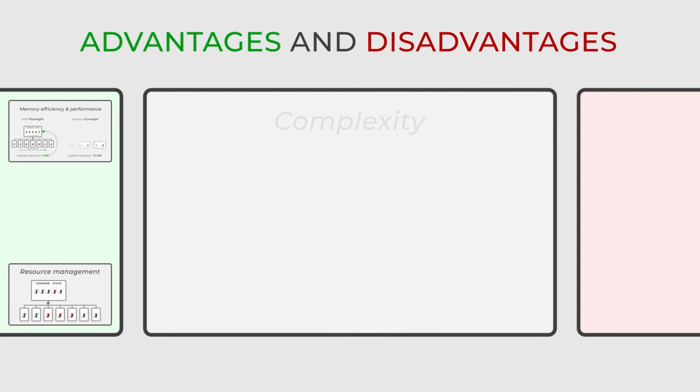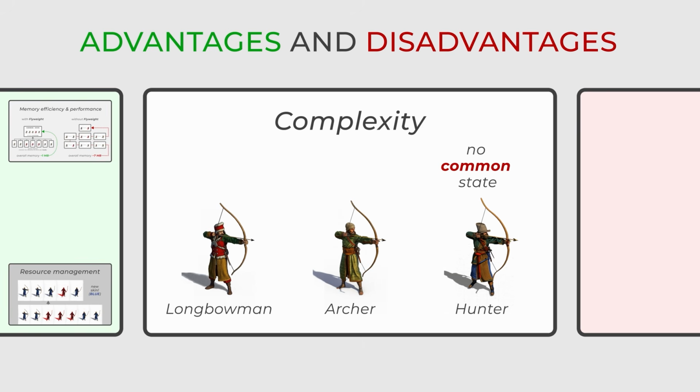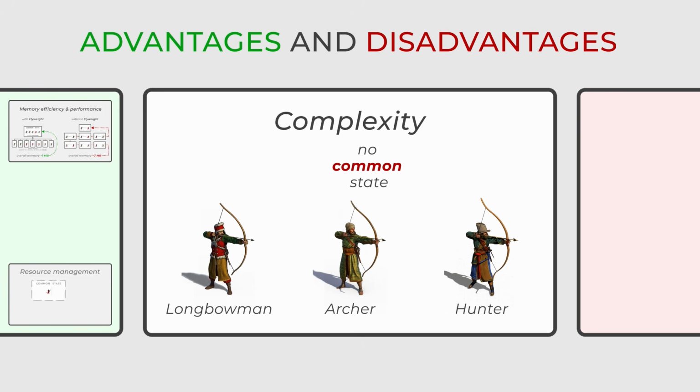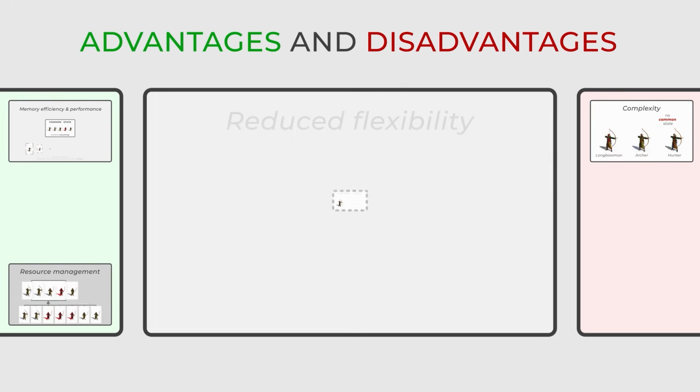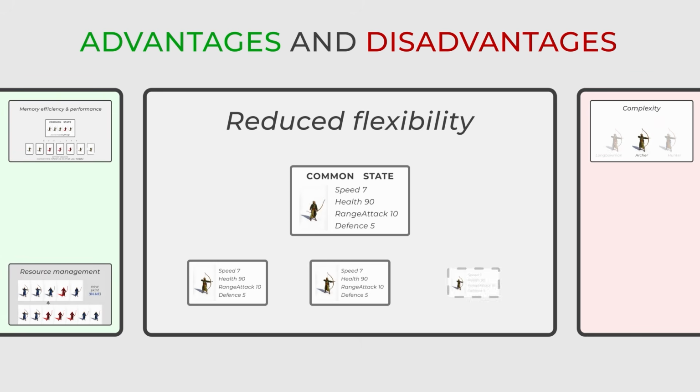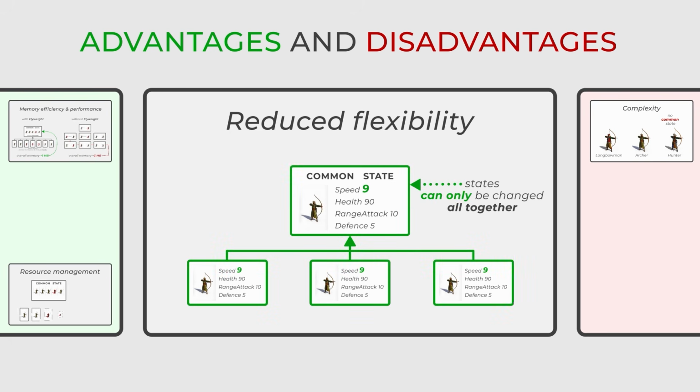However, there are also disadvantages to consider. The Flyweight pattern can introduce a level of complexity, especially when managing extrinsic states that cannot be shared and need to be handled separately. This can make the implementation more challenging and lead to errors if not managed correctly. Additionally, because the Flyweight pattern involves sharing intrinsic states among objects, it might limit the extent to which individual objects can be customized, reducing flexibility in specific scenarios.